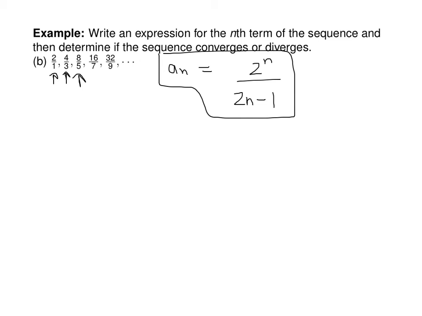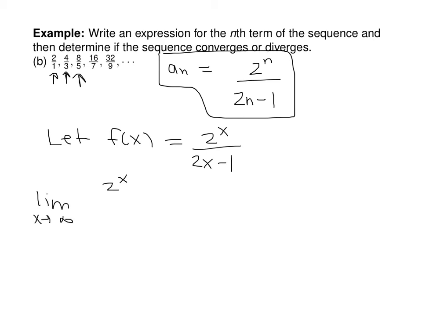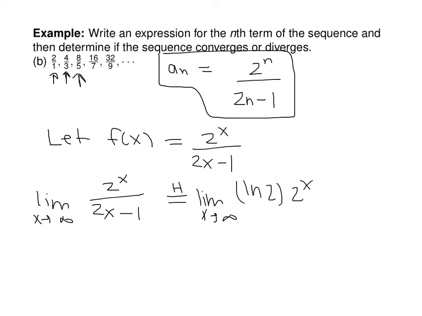And we are going to define a function, 2 to the x over 2x minus 1. And we're going to find the limit as x goes to infinity of 2 to the x over 2x minus 1. And we can apply L'Hopital's rule. The derivative of 2 to the x is ln 2 times 2 to the x, divided by 2, and this limit is actually infinite. So our sequence diverges.